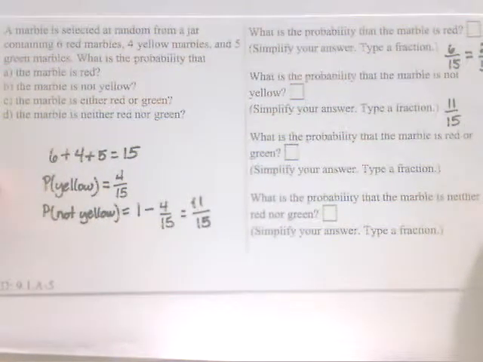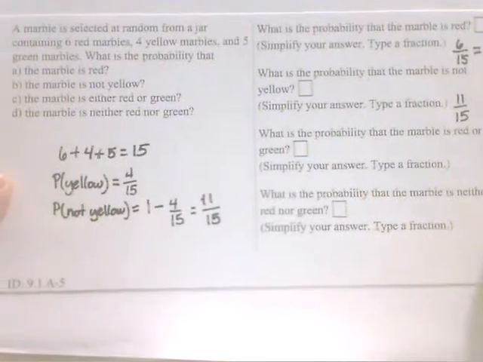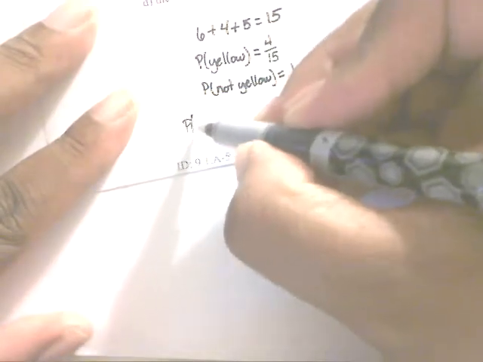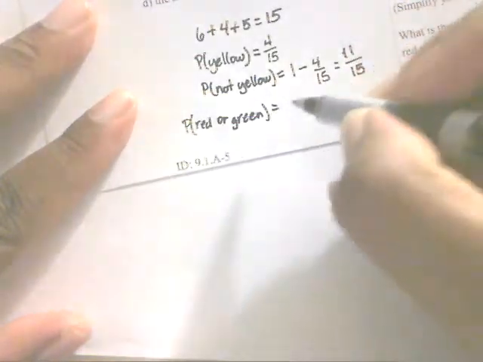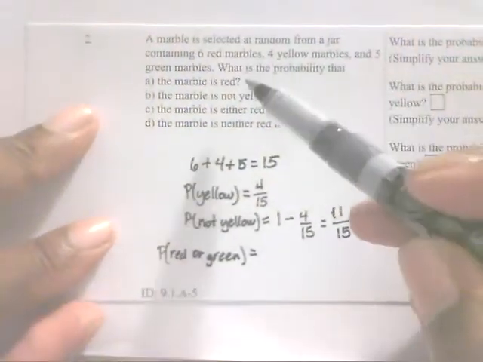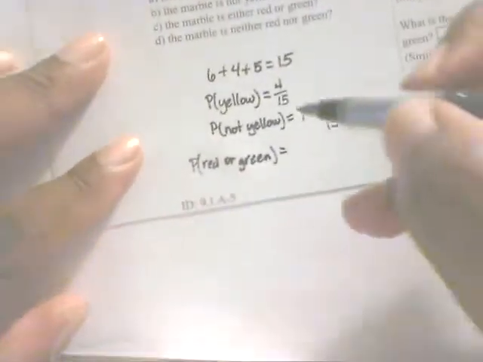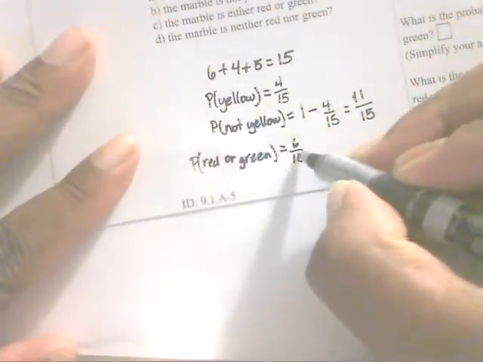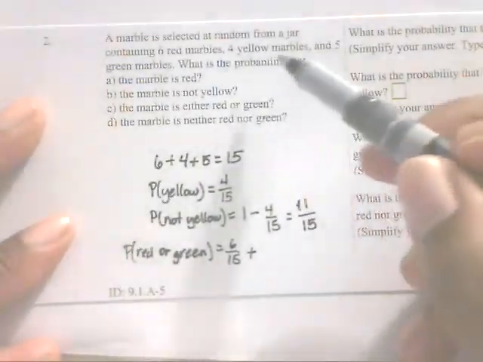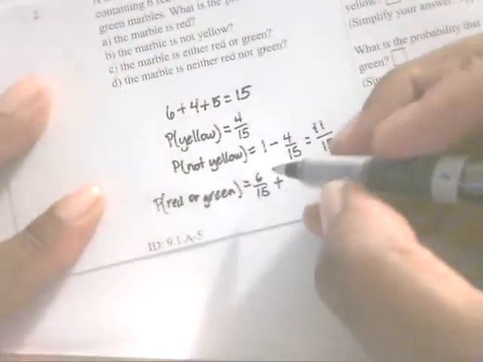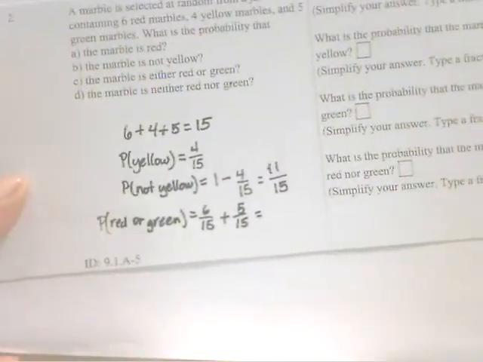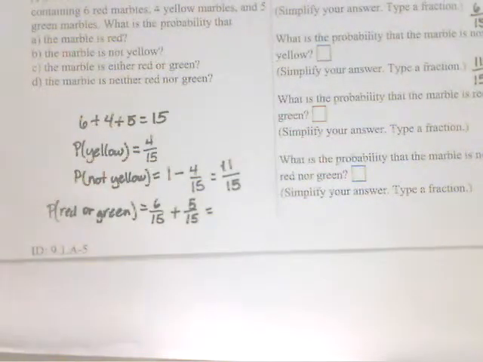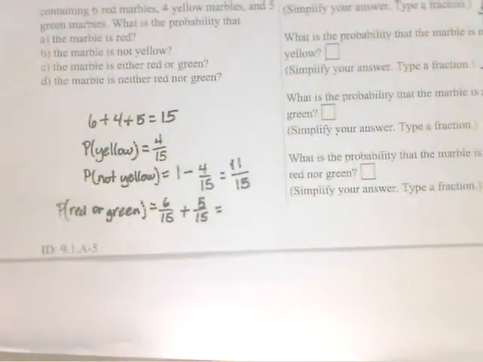Okay, part C. What's the probability that the marble is red or green? Okay, so we're looking at a red or green marble. Well, in this case, we need to find the probability that it's a red marble, which is, of course, 6 over 15, plus the probability of getting a green marble. There are 5 green marbles out of 15, so that'll be 5 15ths. Okay, and I'll leave 5 15ths as is because I want to keep the denominators the same so I can add the numerators easily.